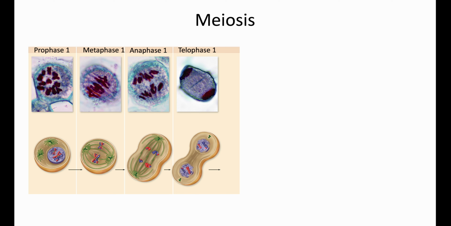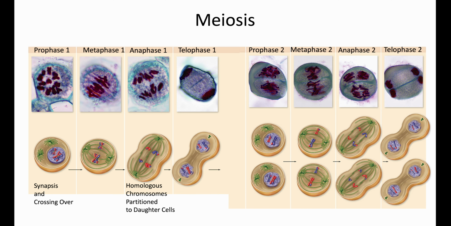In the second phase of meiosis, synapsis and crossing over happen in prophase 1, and the homologous chromosomes are partitioned to new cells in anaphase 1. And then when we get to meiosis II, we now have two cells going through division, but this cell division is very analogous to mitosis.